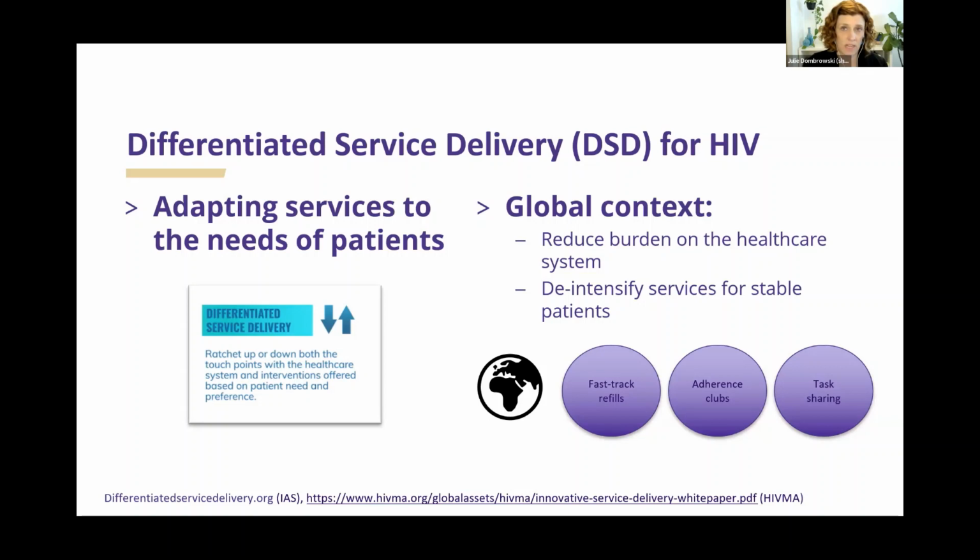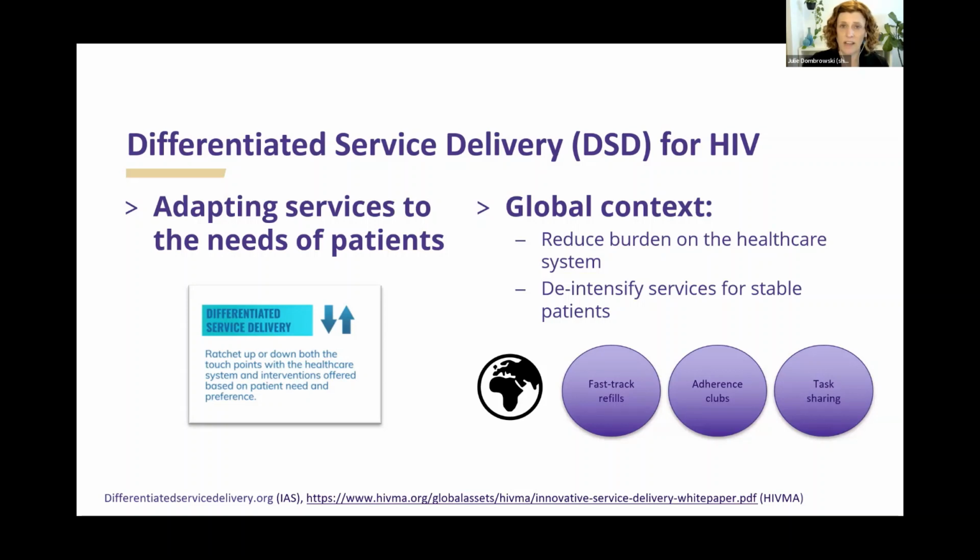And in the global context, DSD has primarily been a focus of research and programs to date for reducing burden on the healthcare system and using resources more widely. And in this context, the focus is typically on de-intensifying services for stable patients. Some examples of interventions like that include fast-track refills, adherence clubs, and task sharing.